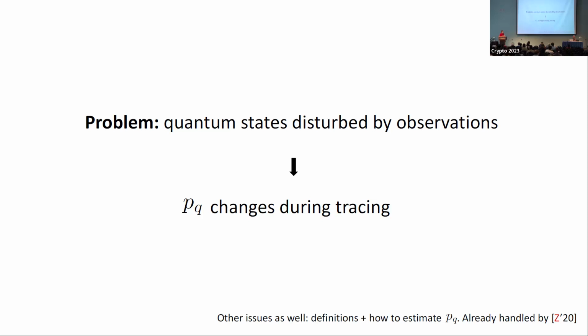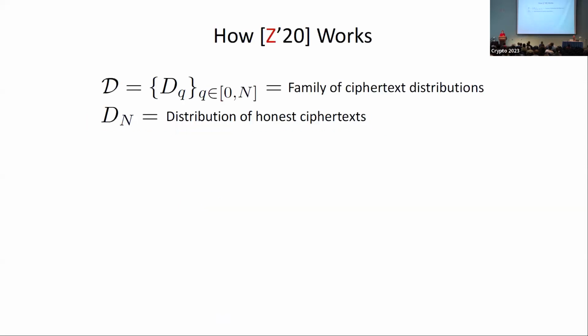And so what we need to do is we need to be able to somehow make queries to the decoder even when the state is changing over time as we're querying it. And we still want to be able to extract information that allows us to accuse malicious users.